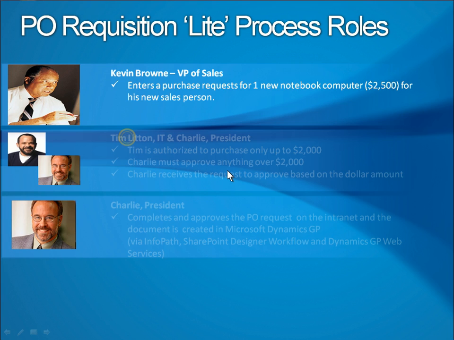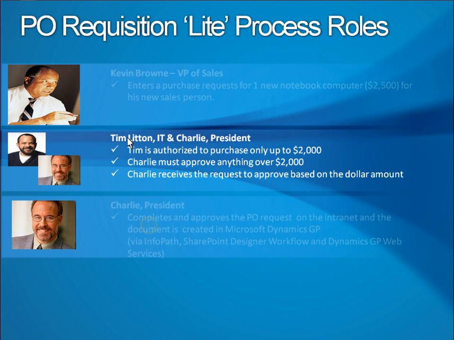In this demonstration, we'll see how Microsoft Dynamics GP 2010 can be extended using Windows SharePoint Services and InfoPath to automate a requisition process that previously required a cumbersome paper trail. This example shows how easy it is to design a lightweight requisition process involving a requester, purchaser, and approver.